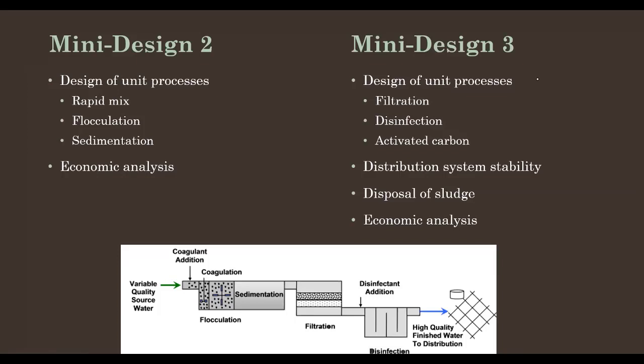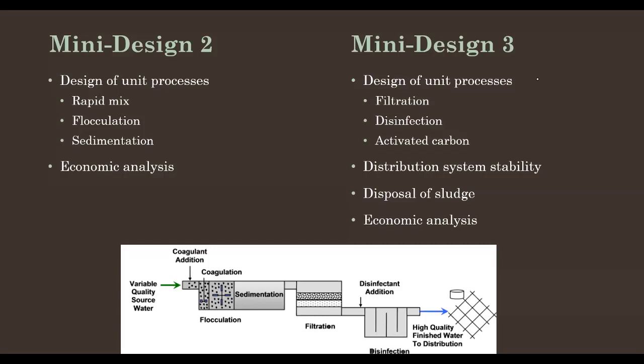I may tell you it's a blend of those two. So you can think about issues like sizing, but I will give you that information with design 2. And then design 3 will include filtration, disinfection, and activated carbon. You'll also need to think about the distribution system stability. You can start thinking about some of this early on. You have to specify it in design 3.